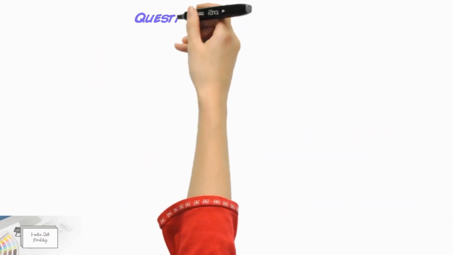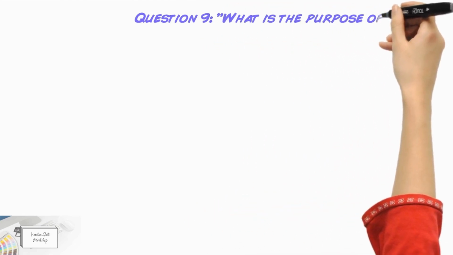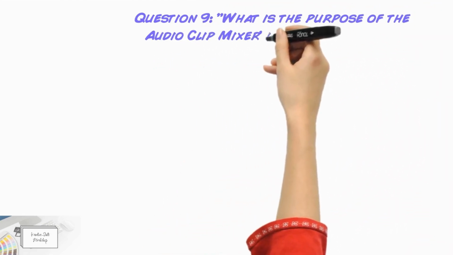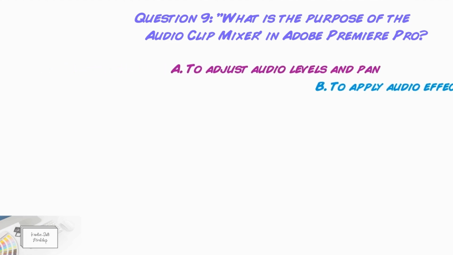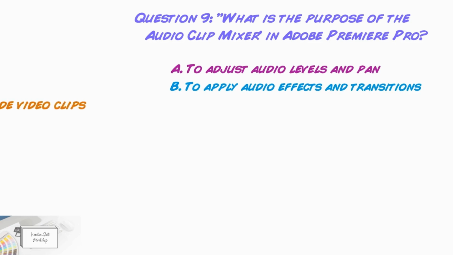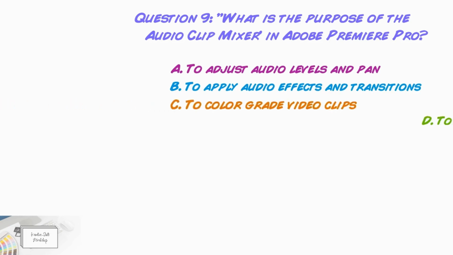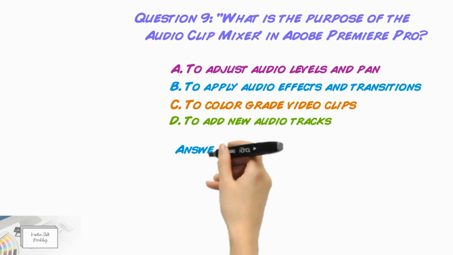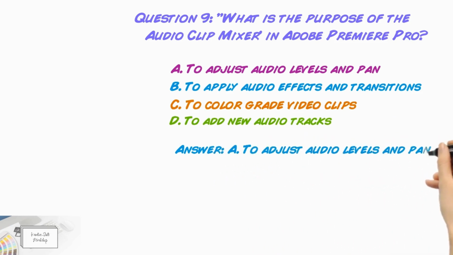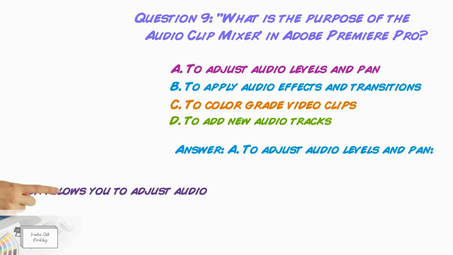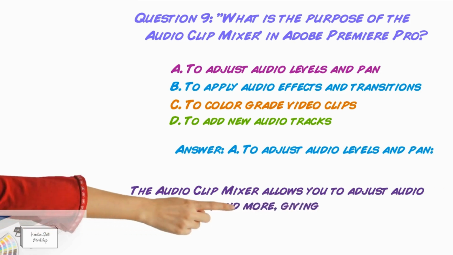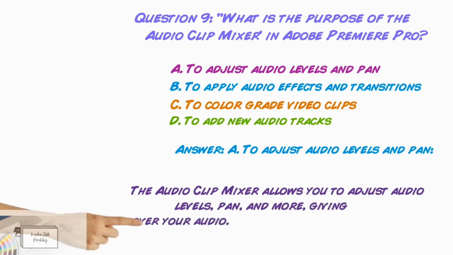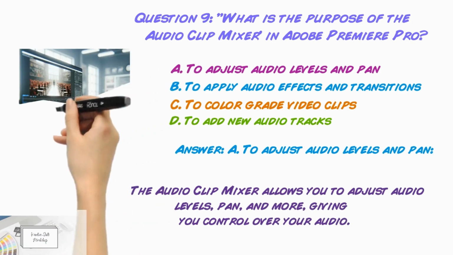Question 9. What is the purpose of the audio clip mixer in Adobe Premiere Pro? A. To adjust audio levels and pan. B. To apply audio effects and transitions. C. To color grade video clips. D. To add new audio tracks. Answer: A. To adjust audio levels and pan. The audio clip mixer allows you to adjust audio levels, pan, and more, giving you control over your audio.